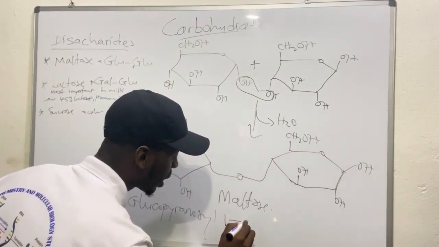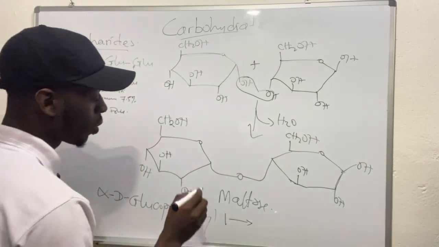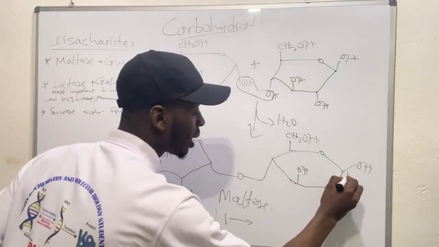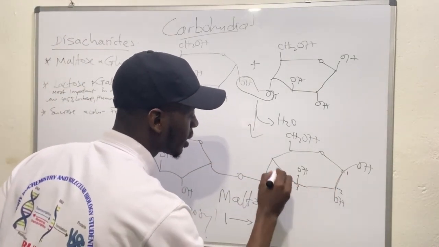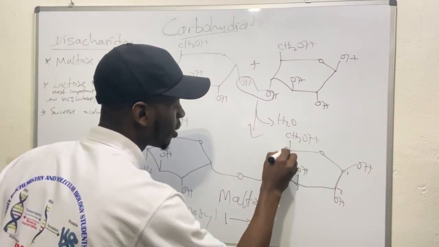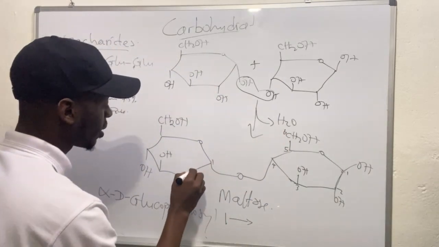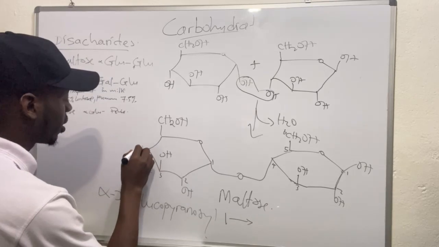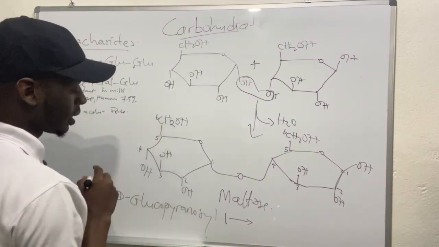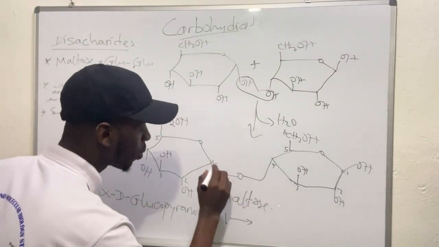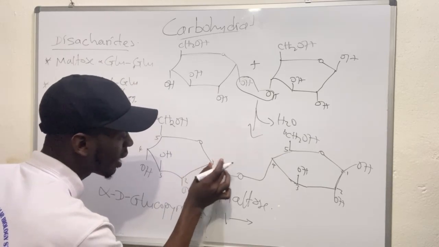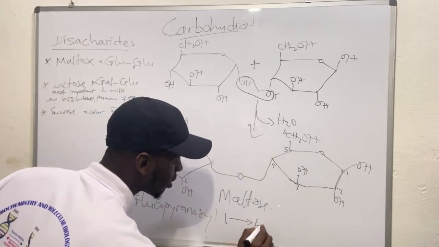Then you indicate with the arrow like this where the hydroxyl group is coming from. 1, 4, because this is 1, 2, 3, 4, 5, 6. 1, 2, 3, 4, 5, 6. So 1, 4. 1, 4, the bond is formed between this carbon number 1 and this carbon number 4. So it is 1, 4.